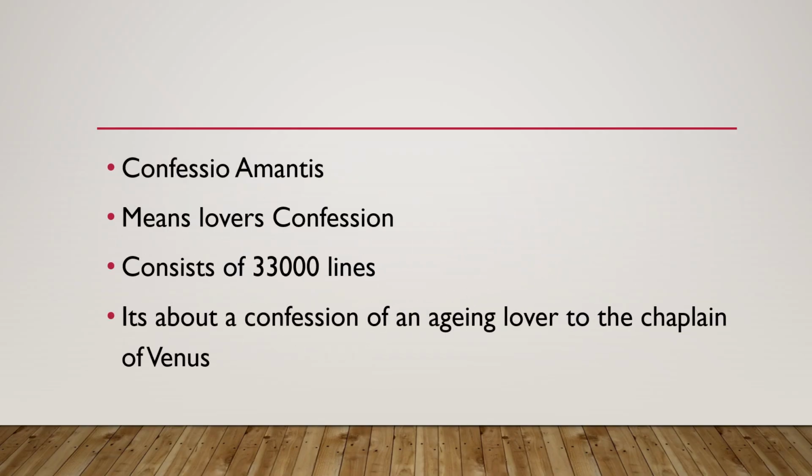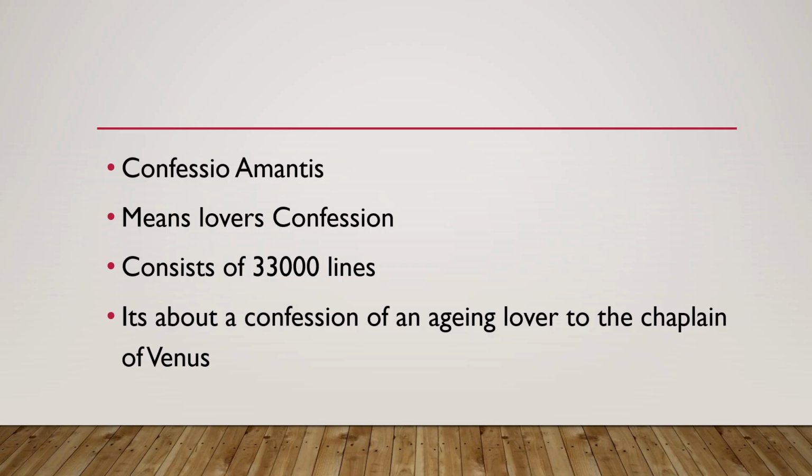Confessio Amantis, which means the lover's confession, is a long poem consisting of 33,000 lines by John Gower. The book, in a frame story, is about a confession by an aging lover to the chaplain of Venus. Gower, in the prologue, says that the poem was composed at the request of Richard II and was inspired by Boethius's Consolation of Philosophy, and similar in structure to Boccaccio's Decameron and Chaucer's Canterbury Tales, with which the Confessio has several stories in common.